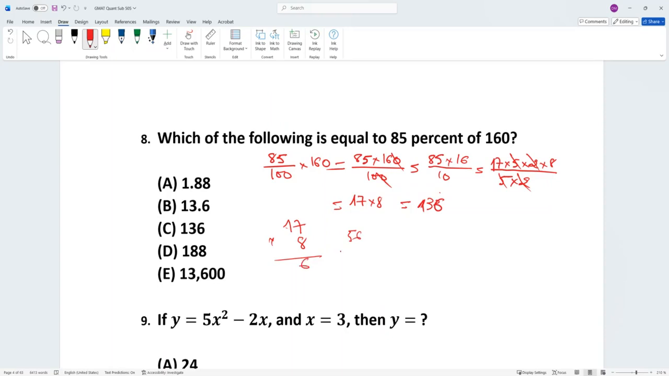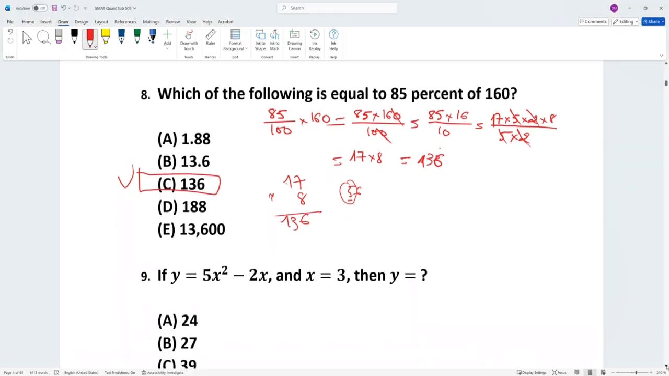If we do the calculation here, 8 times 7 is 56. So we say 6 here, we carry the 5, and 1 times 8 is 8, plus the carry here gives us 13. So the answer is answer C. As simple as that. Then we can move on to the next question.